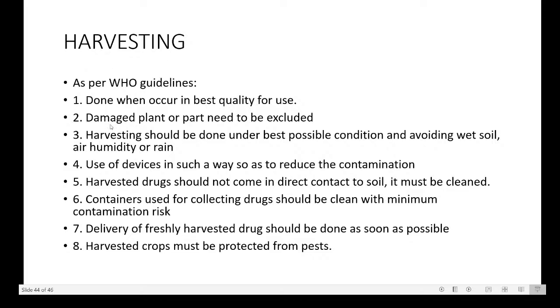Damaged plants should be excluded. If you are cultivating medicinal plants, or doing medicinal plant research, we need to eliminate insecticide-affected plants, dried plants, and any wasted plants. We have to remove those, and collect the plant under suitable conditions. We need to use a device for reducing contaminants, and we need to get the plant from the best soil, not from contaminated soil.